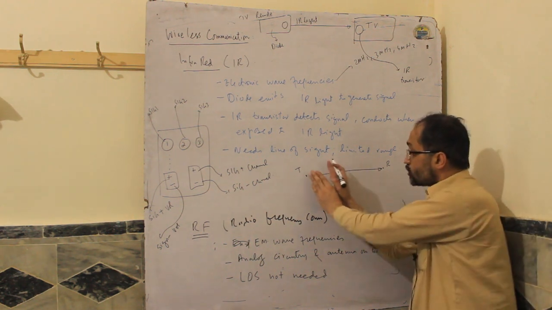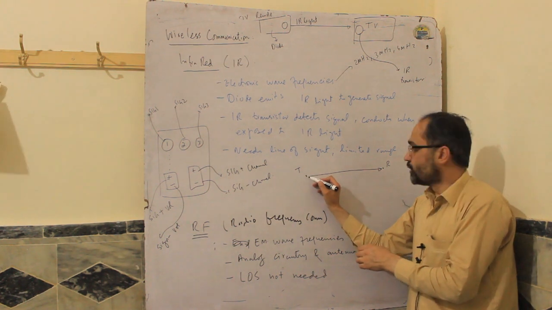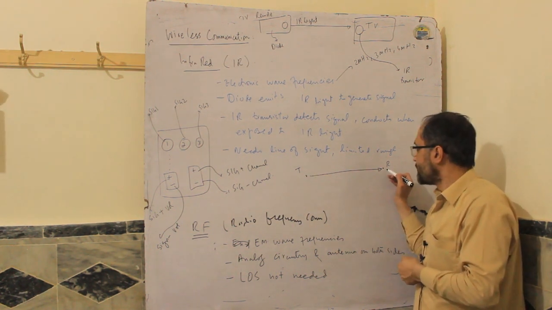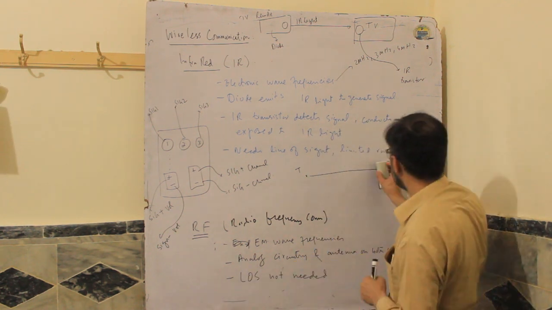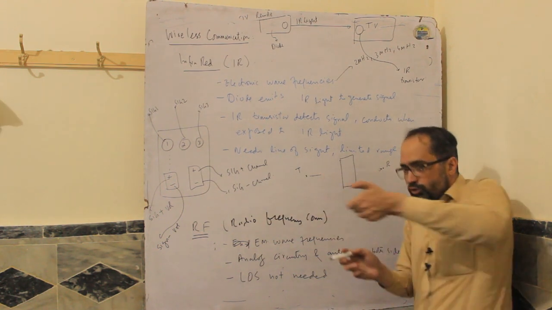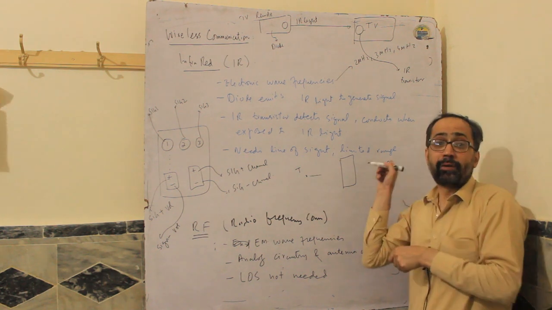So it means that there should be nobody intercepting here. Now let's assume that you have a TV remote, and you press some signal. This will be detected by the receiver. However, if some person is standing between the transmitter and receiver, and you press some button, this signal will not be received by the TV.